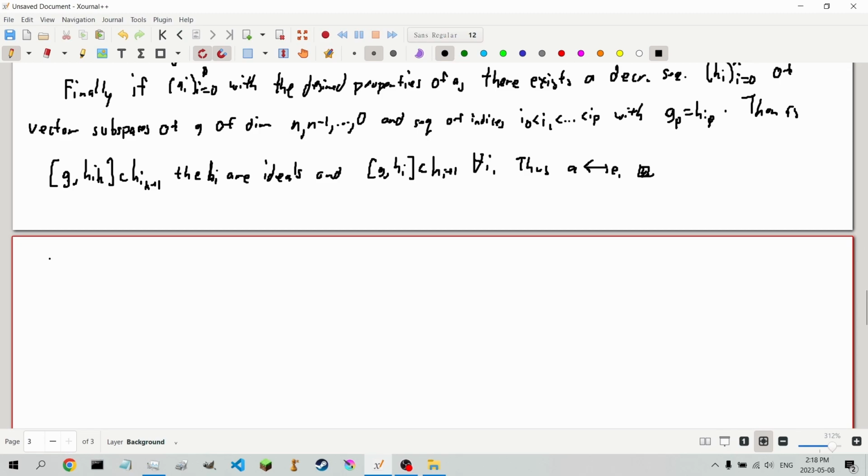So, corollary: non-zero nilpotent Lie algebras always have non-zero centers.